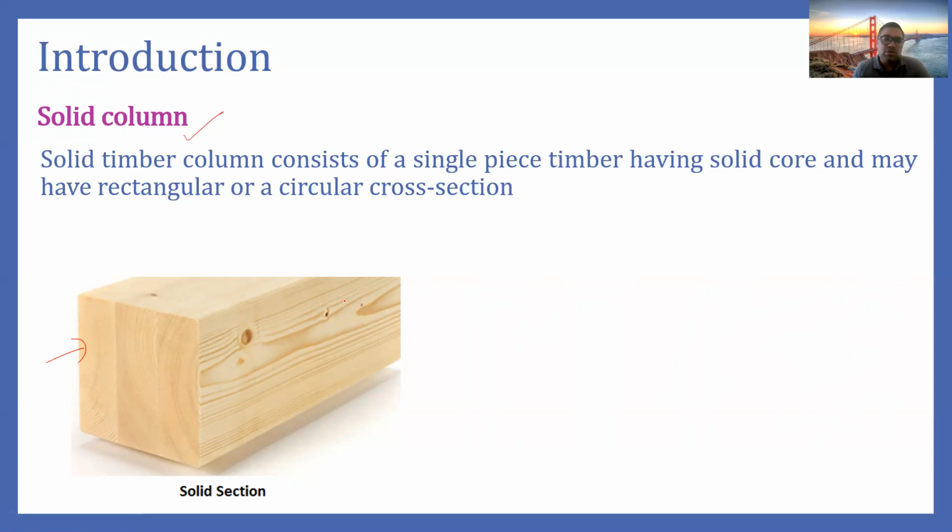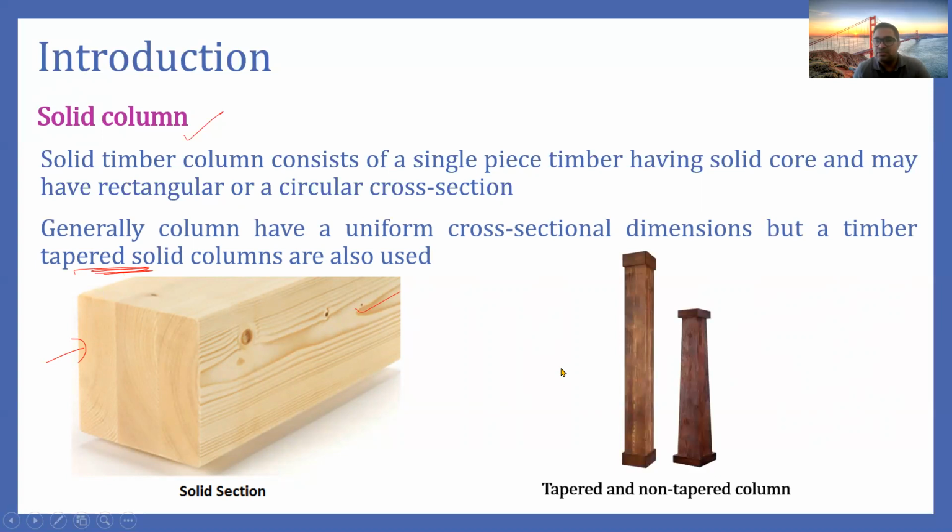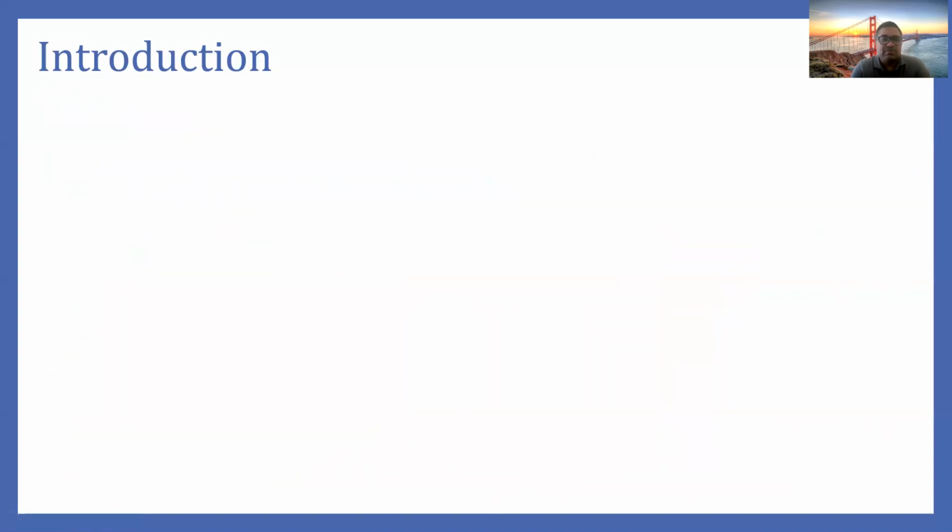Now this solid column can be of any cross section. It may be rectangular, circular, or square cross section, and it may also be tapered. Tapered columns are columns in which the dimension of the cross section is gradually decreasing with the height. Here in this case you can see this is the normal column and this is the tapered column. In this, the base dimension is gradually decreasing as we go up. So on the top this dimension is different from the base dimension. So we can have this tapered column also in the timber column category.